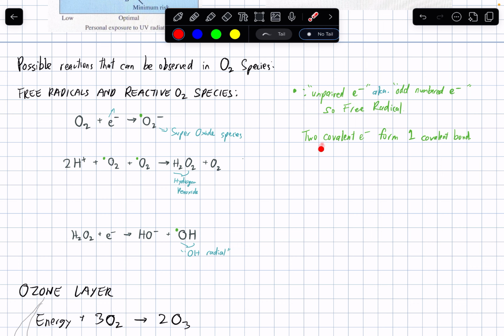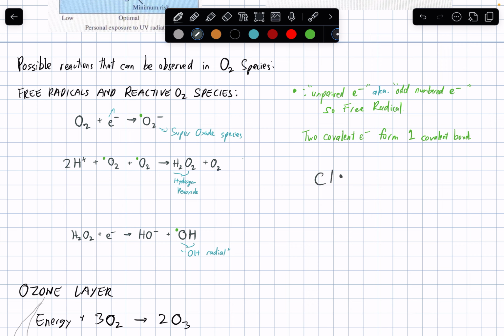I won't be able to demonstrate everything that you have to know in this part, but what I completely understand the most is this part. As you can see, the green dot means an unpaired electron, in other words, an odd-numbered electron. So this is essentially a free radical. Two covalent electrons form one covalent bond, supposedly, but there are cases where you only have one electron, and so that's unpaired. So, free radical.